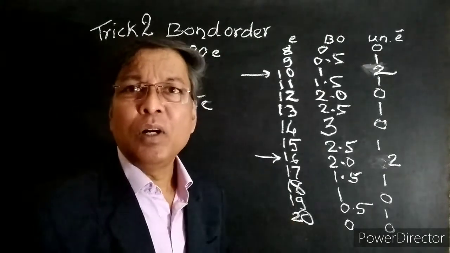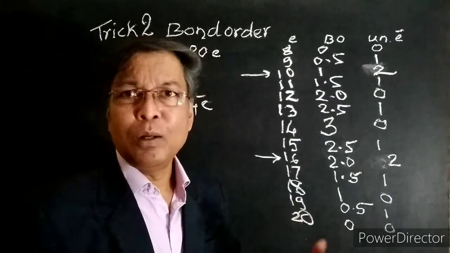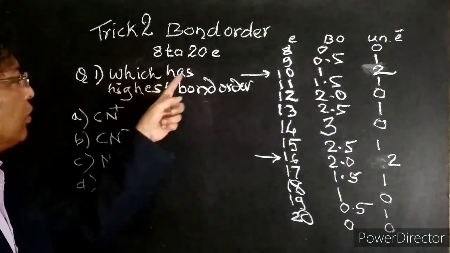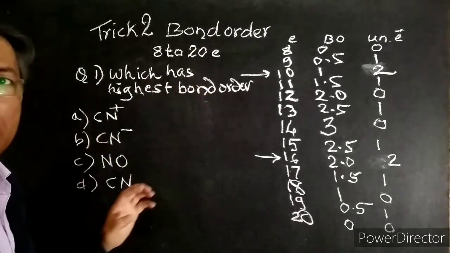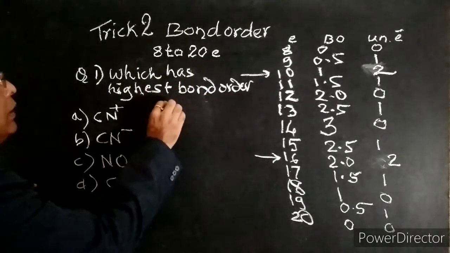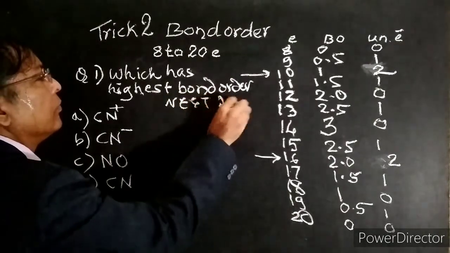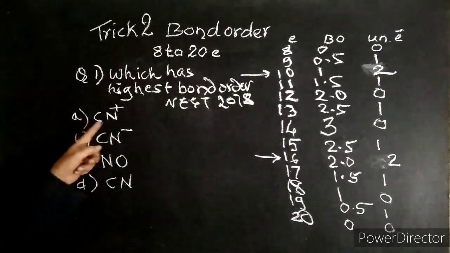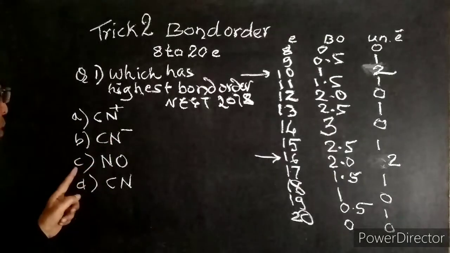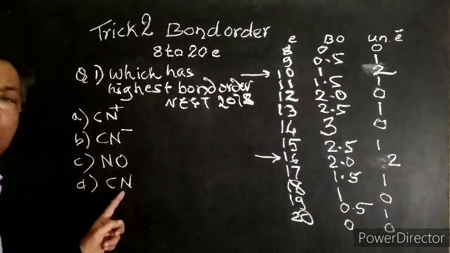Now we will go for important previous appeared questions. Question: which of the following has highest bond order? This question appeared in NEET 2018. Option A CN plus, option B CN minus, option C NO, option D CN.